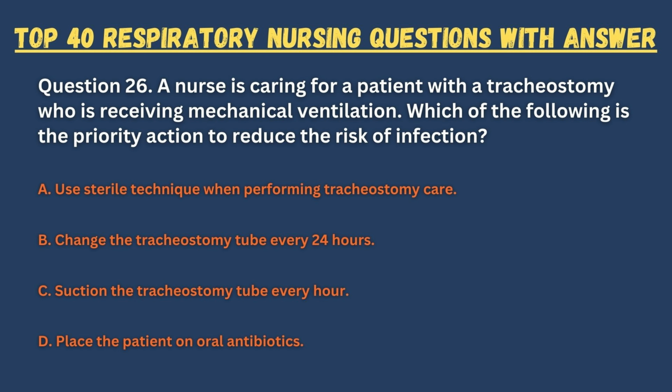Question 26. A nurse is caring for a patient with a tracheostomy who is receiving mechanical ventilation. Which of the following is the priority action to reduce the risk of infection? A. Use sterile technique when performing tracheostomy care. B. Change the tracheostomy tube every 24 hours. C. Suction the tracheostomy tube every hour. D. Place the patient on oral antibiotics.